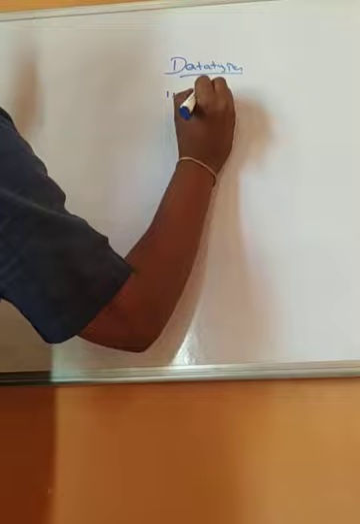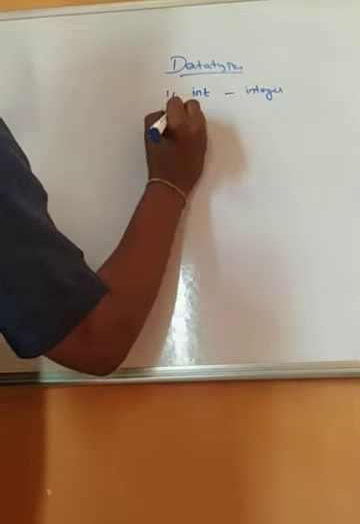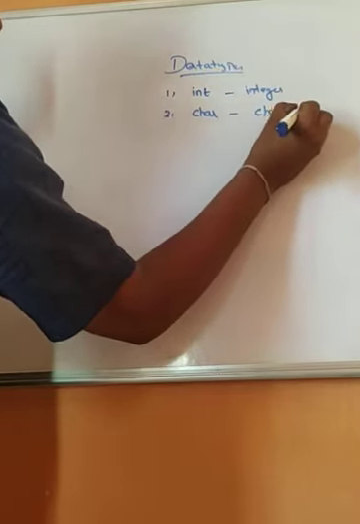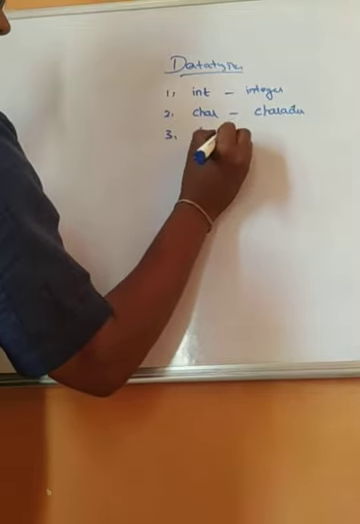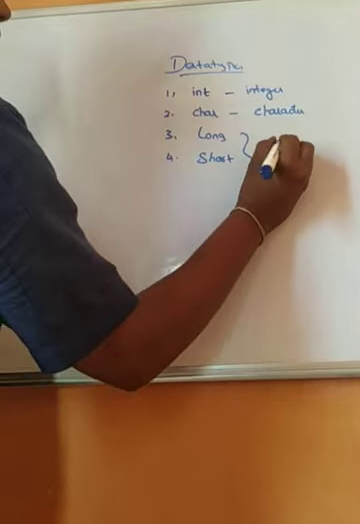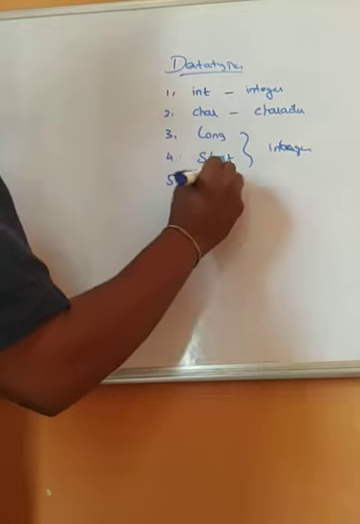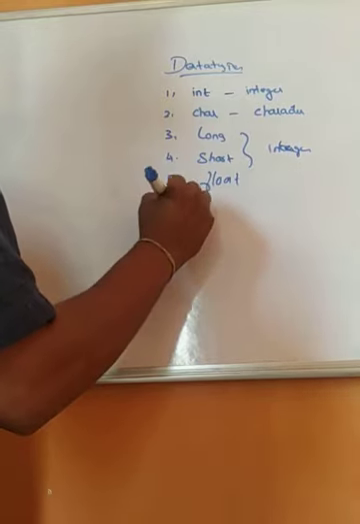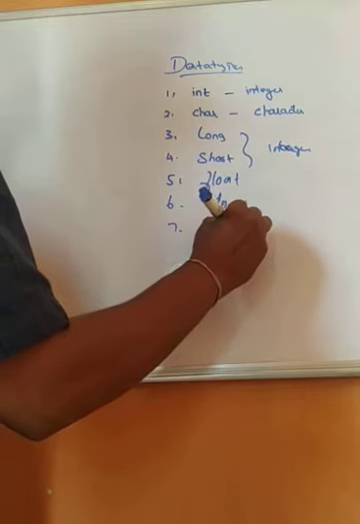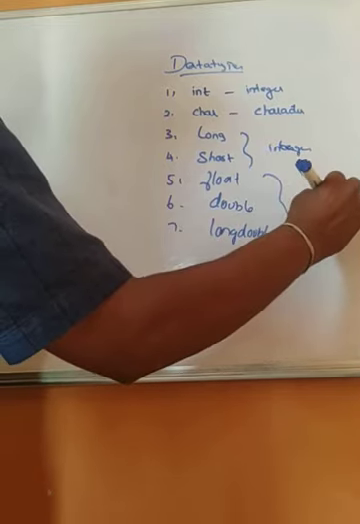First one is int, which stands for integer. And second one is char, which stands for character. And third one is long. And fourth one is short. This is also for integer values. Right? And then fifth one is float. And sixth one is double. And seventh one is long double. And these are all for floating point values.